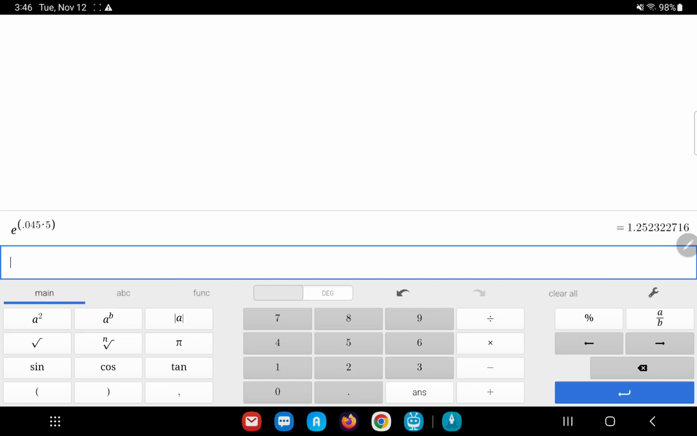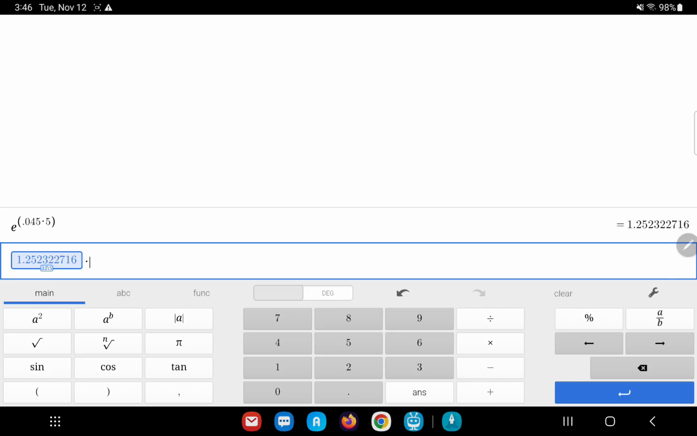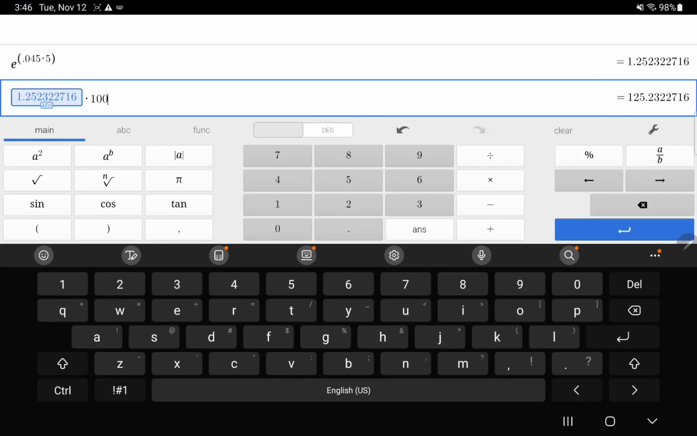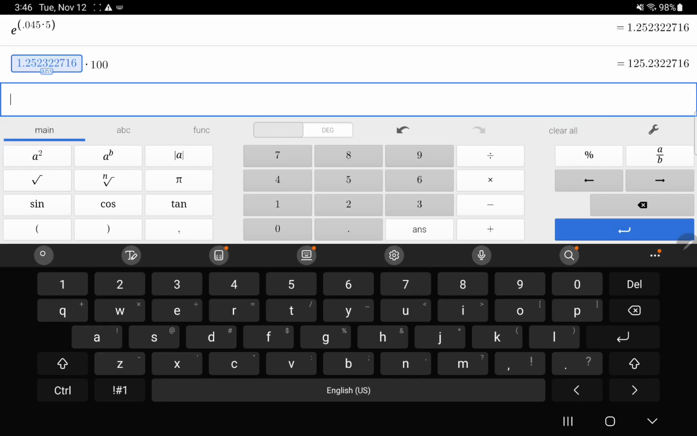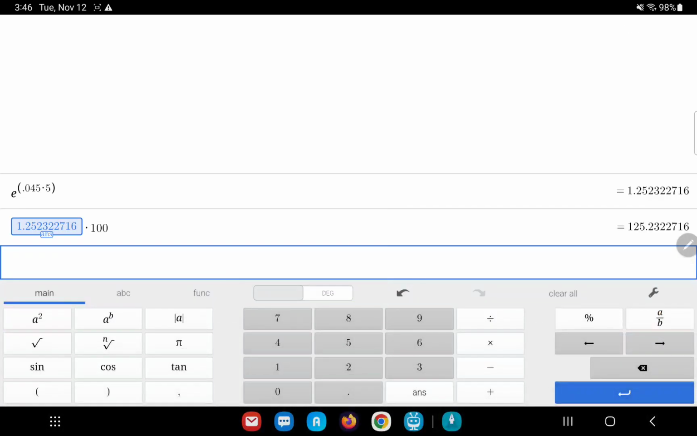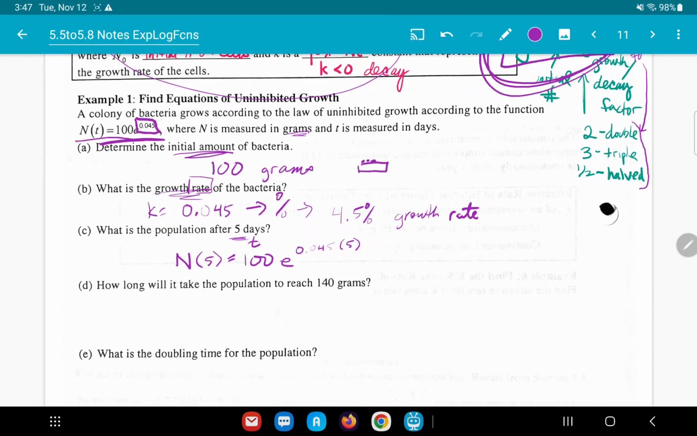We're going to take that answer, and we're going to multiply that by our initial number. I believe it was 1,000? No, it was 100, I'm sorry. So I'm just going to take off one of those zeros, and then we get 125.23. Keep in mind that we want to round our answer to the nearest hundredth at the very end. We don't round until the very end. So I want 125.23, and that'll be measured in grams, just like that.